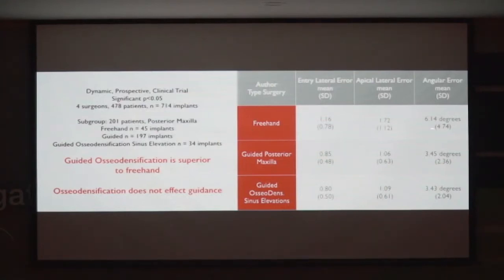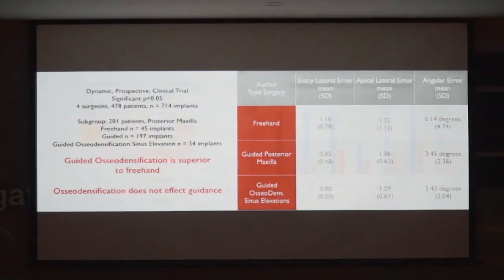Now this is freehand of the entire group that was posterior maxilla. That's posterior maxilla, guided posterior maxilla, and this is with osseodensification. And there is no statistically significant difference between the two, okay? So what it's telling you is in poor quality bone, where you're doing a sinus elevation and you're doing augmentation, with guidance you can be just as accurate in this crummy bone, and that's a big deal.